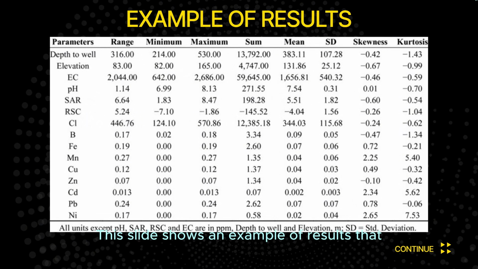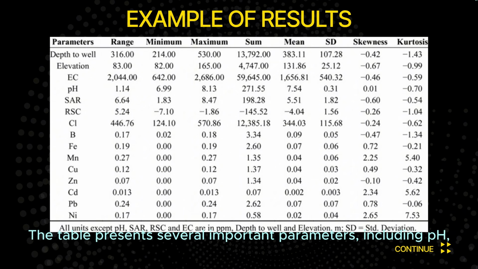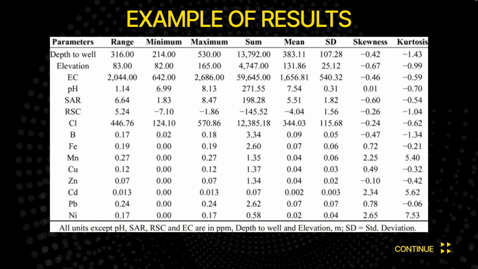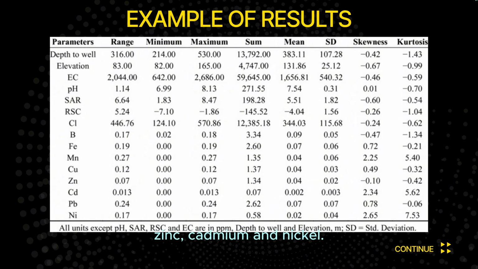This slide shows an example of results obtained from environmental water quality monitoring. The table presents several important parameters, including pH, electrical conductivity or EC, chloride, iron, manganese, copper, zinc, cadmium, and nickel. These parameters are commonly used to evaluate the quality and safety of water.